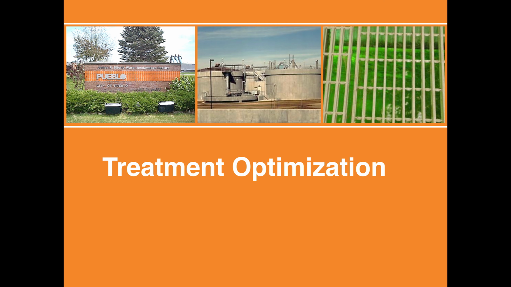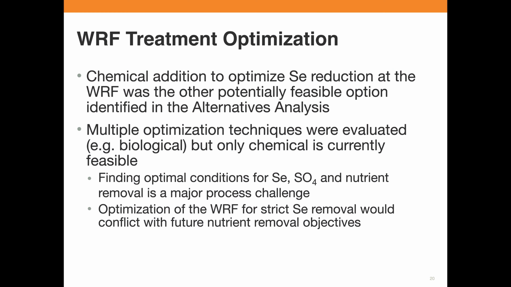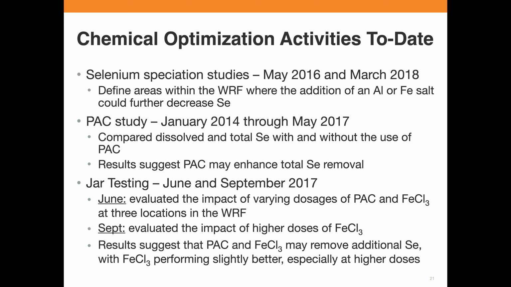And then treatment optimization. We're looking at whether or not we can add different chemicals within the plant itself to help us remove more than 50% of selenium. A lot of times it's the iron salts. So we've been working through those as well and finding out how this works. When you put selenium and sulfate into the plant, where does it go? How does it transform throughout the process? And so we've done some jar testing, and we've also looked at different studies.